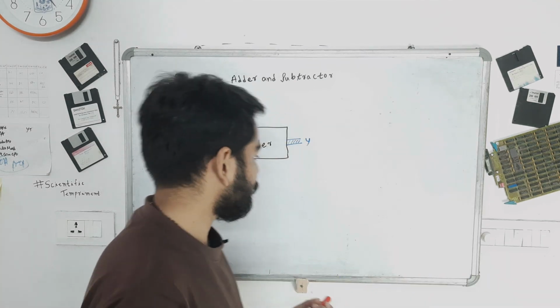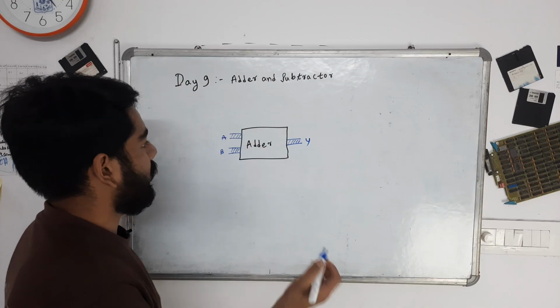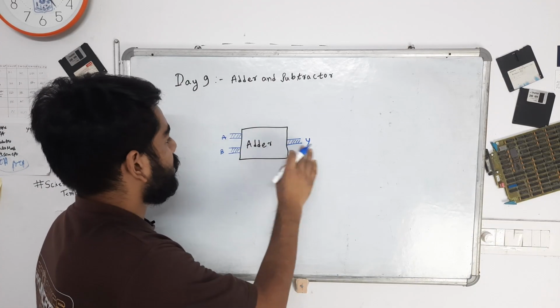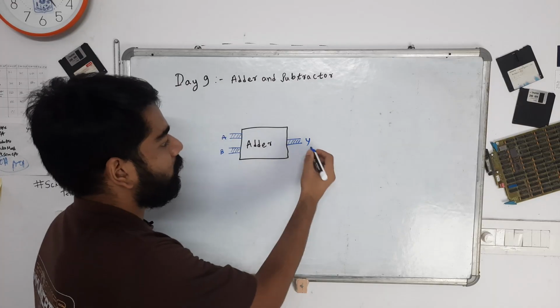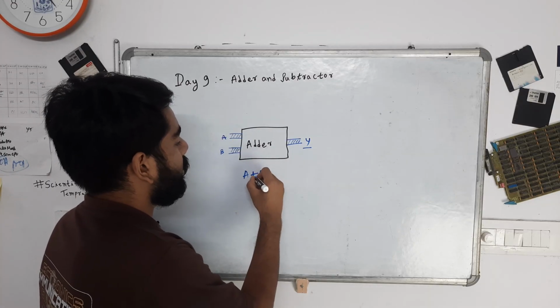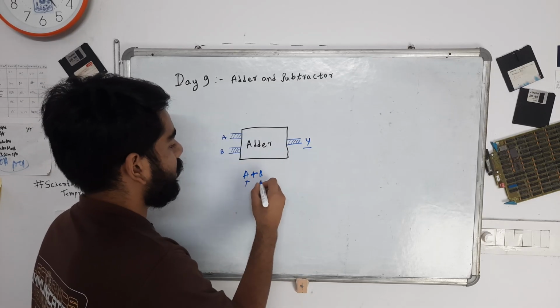An adder will be something like this. This will be the adder block. There will be inputs A and B and an output. So A plus B will be performed here for the adder. The width of these two ports can be anything.